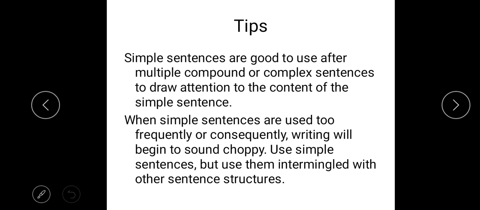We can look into the uses or tips. Simple sentences are generally used after multiple compound or complex sentences to draw attention to the content of the simple sentence. As you can see, simple sentences are very simple in nature, so when you want to draw attention to a particular thing, you can put it in a simple sentence. But there's also a thing to beware of. When simple sentences are used too frequently, writing will begin to sound choppy. Use simple sentences, but intermingle them with other sentence structures.